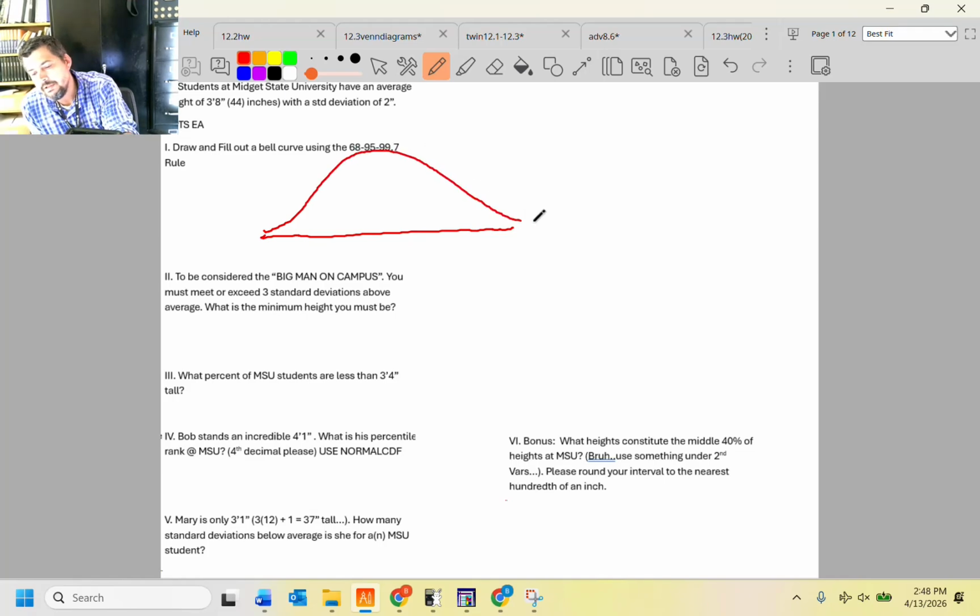So the good news is that most of my kids can fill out a bell curve. Let's see here. The mean is 44 inches. Remember, we add 2 three times and we take it away 3 times. There's the big man right there.